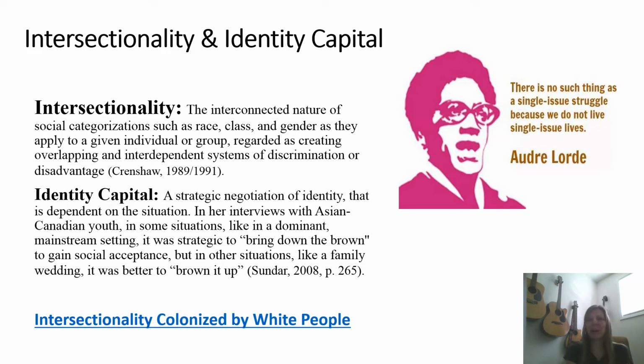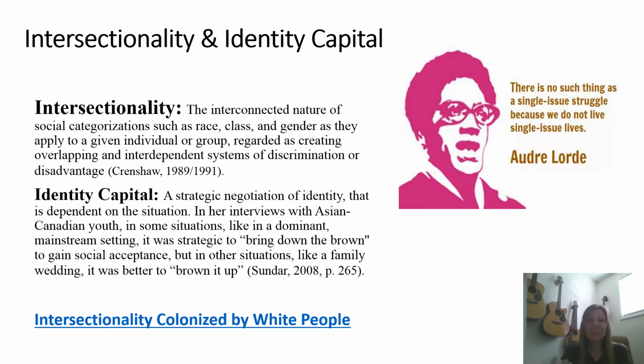Yes, body, mind, emotion, context, and relational interactions are still not the only elements involved in the whole self. Intersectionality is also a facet that should be taken into consideration in our teaching. Intersectionality is the interconnected nature of social categorizations such as race, class, and gender as they apply to a given individual or group. It has been argued that the idea of intersectionality has been colonized because white researchers and teachers who use the term fail to put its use into context or ignore its originator, Kimberly Crenshaw.